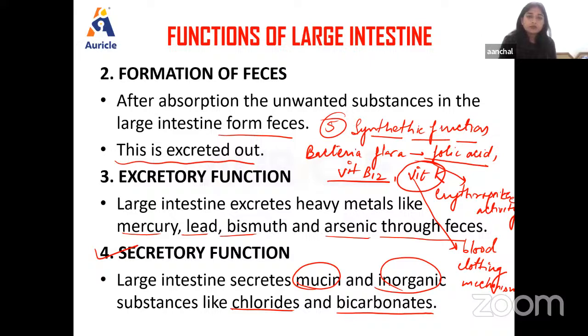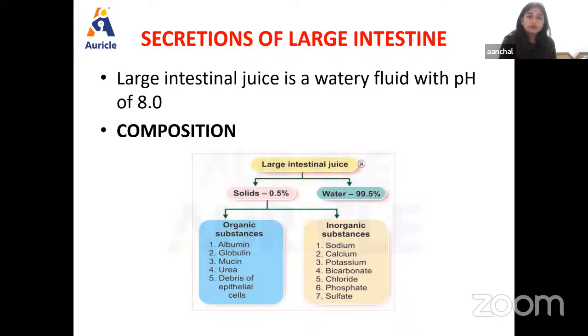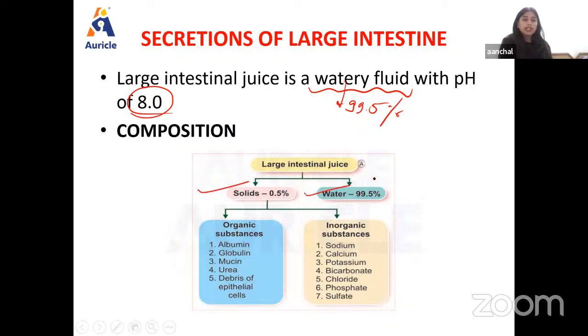Next, we have the secretion of large intestine juice. First of all, the large intestine juice is a watery fluid because the maximum content is water. It is approximately 99.5% and the pH is around 8. So in large intestine juice, we have solids and water. Water, as we have discussed, is approximately 99.5%. And in solids, we have both inorganic and organic substances.